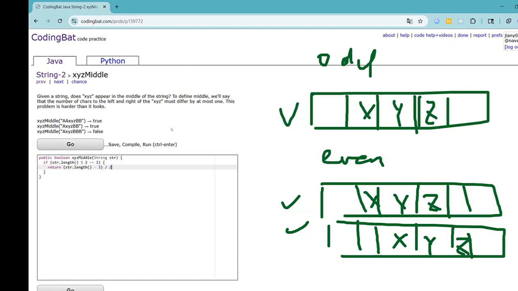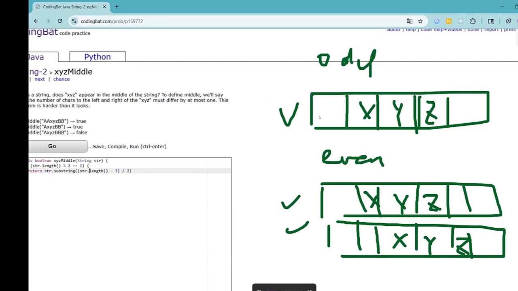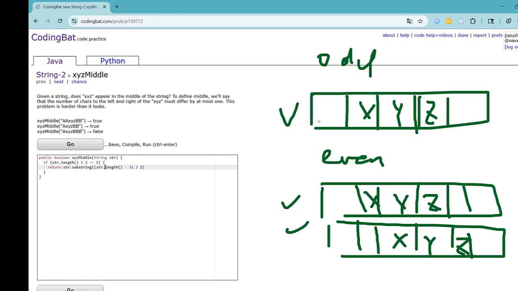What are you trying to do? I'm trying to do substring here. Let's read this. Why do you do minus 3 divided by 2? Because I want to delete the three here, and then divide by two, so I get the one side. Why do you need to have the one side? I don't get it.